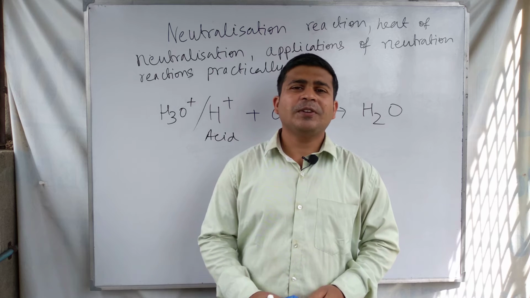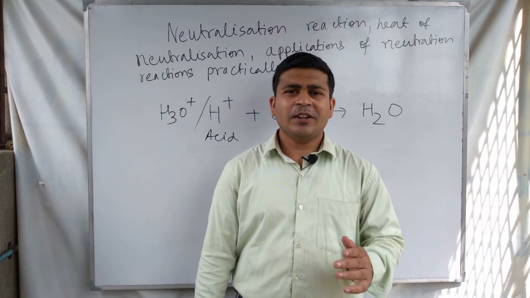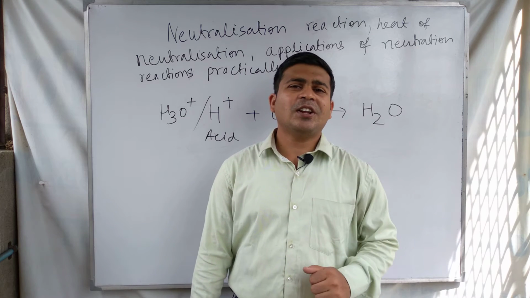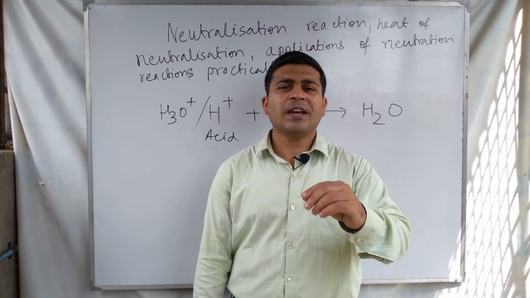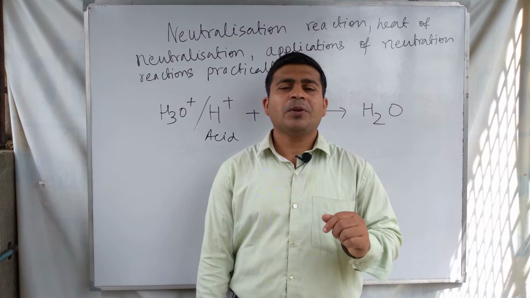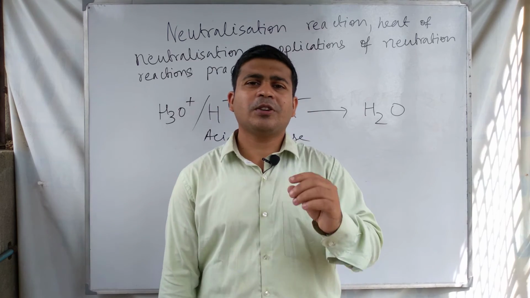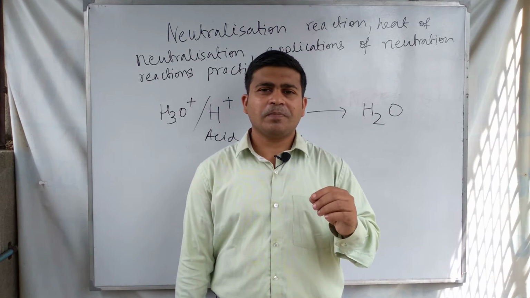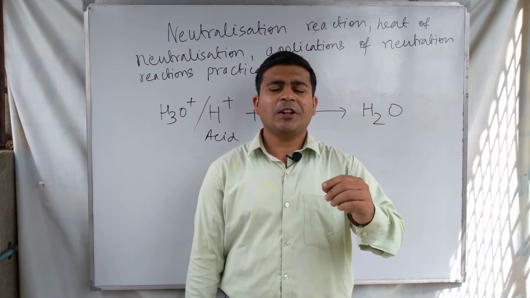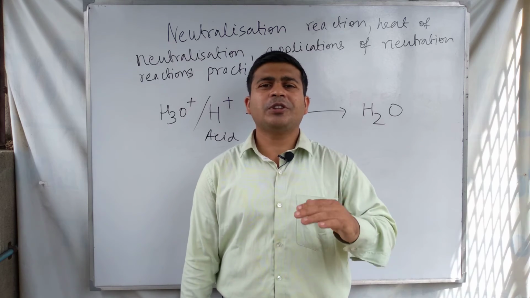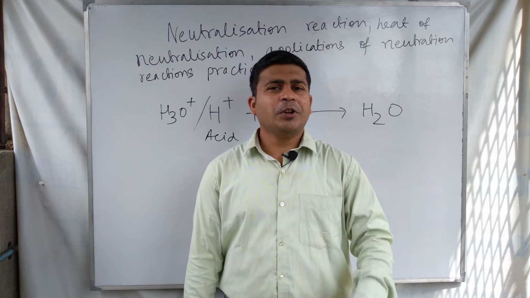And another good application of the neutralization reaction is for agricultural purposes. In agricultural land, the farmer adds some lime, meaning calcium oxide or calcium carbonate, for reducing the acidic nature of the soil. Okay, acidic nature can be neutralized by using lime. In agricultural land, farmers use lime to reduce the acidic nature of the soil. So this is another application of the neutralization reaction.